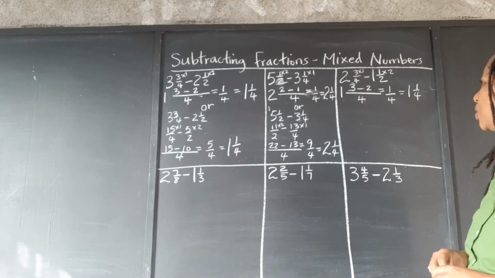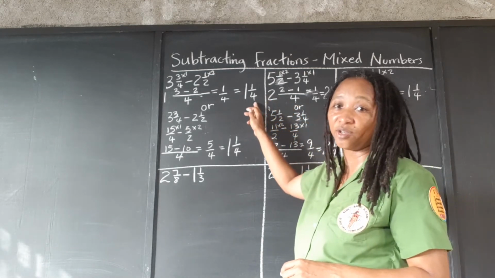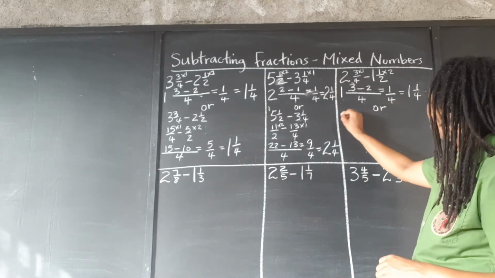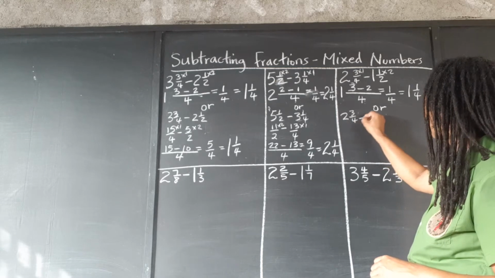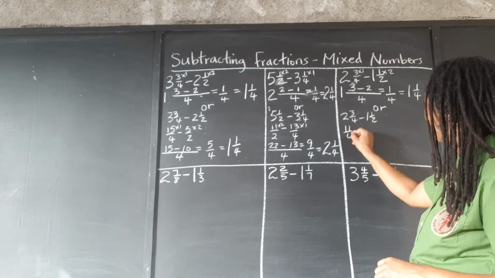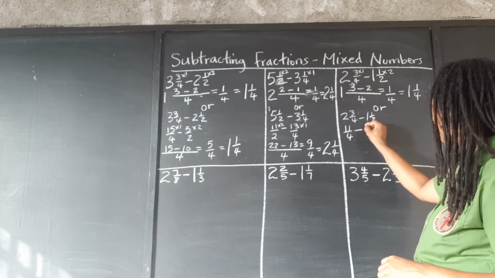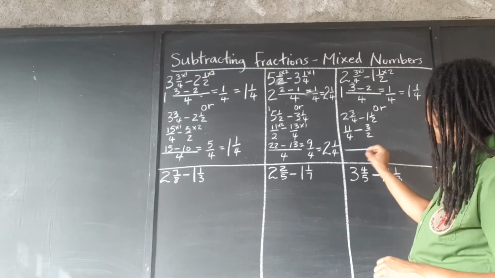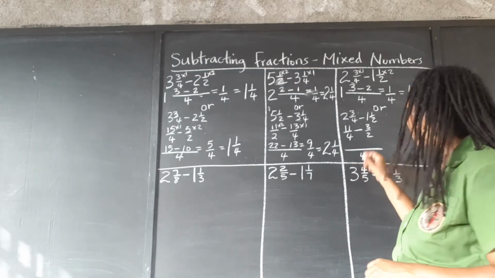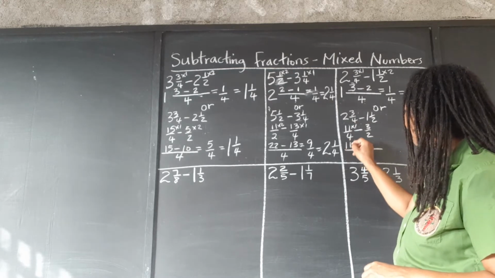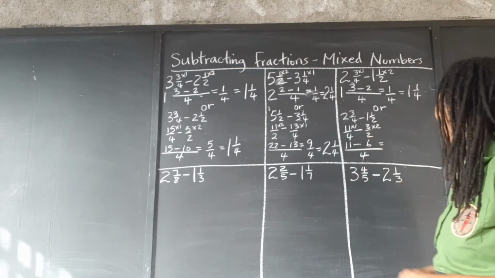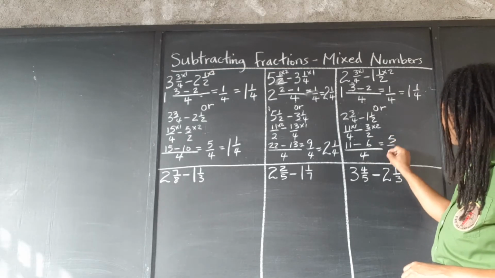Okay, so we got the same answer as number 1, right? Or, let's work it the other way. 4 2s are 8 and 3 is 11 over 4. 2 1s are 2 and 1 is 3 over 2. LCM is 4. 4 goes into itself once, 1 times 11 is 11. 2 goes into 4 2 times, 3 2s are 6. 11 take away 6 is 5 over 4.